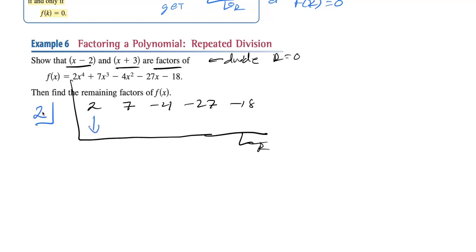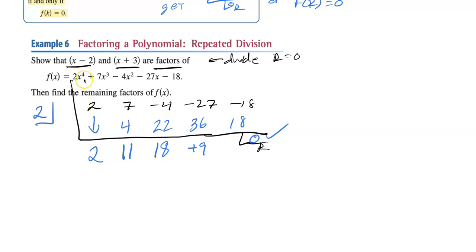Bring the first one down, so I start with the 2. We're going to multiply across: 4, add down, 11; multiply across, 22, add down, 18. It looks big, but trust me, it's going to work. Multiply across, I get 36. Negative 27 plus 36 is positive 9. Multiply, and I get 18, and I get 0. Boom. So that was a factor that worked out perfectly.